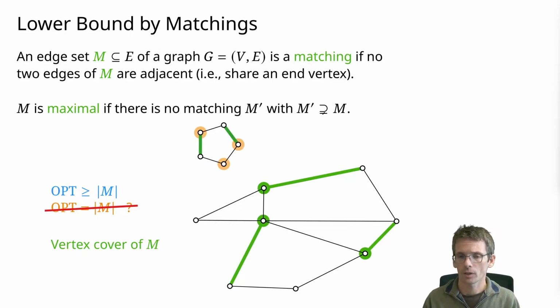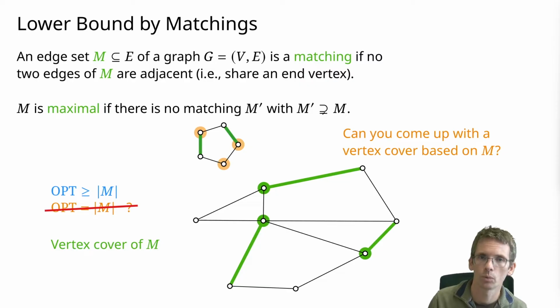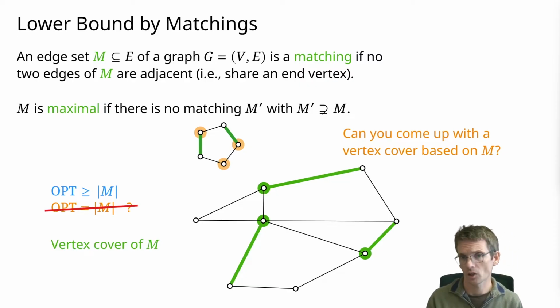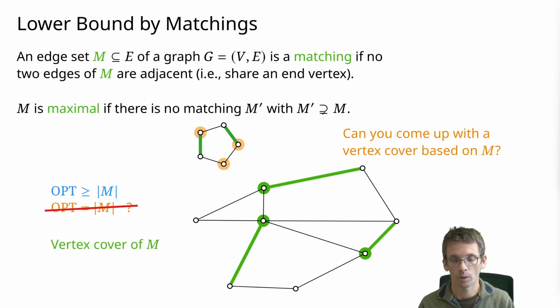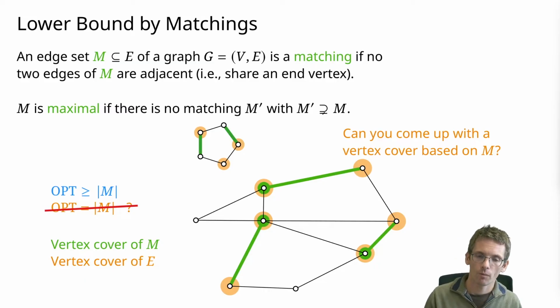Now, given a matching, can we come up with a vertex cover? And this vertex cover, as a hint, will have size 2 times the size of the matching. What we can do is simply for each of the edges in the matching, take both endpoints. Assuming this is a maximal matching, so we have to take a maximal matching, but assuming this is a maximal matching, every edge is covered.